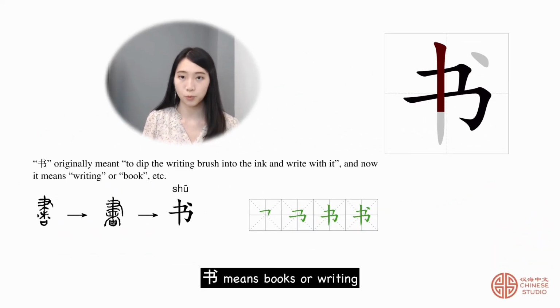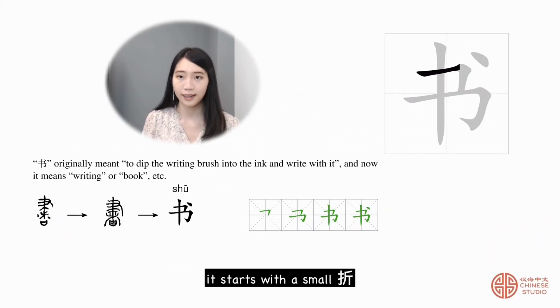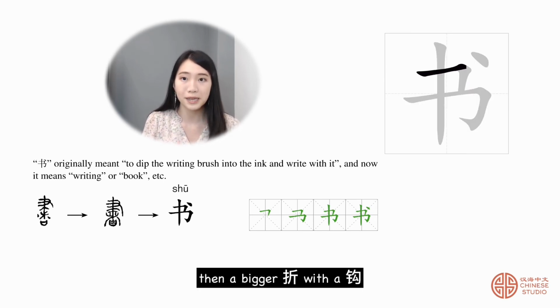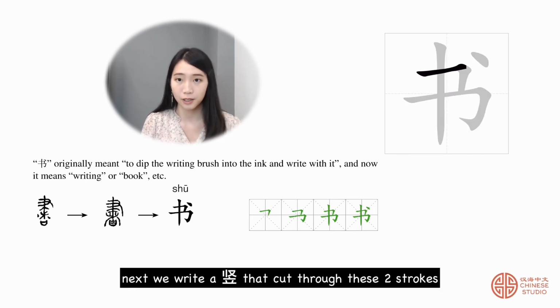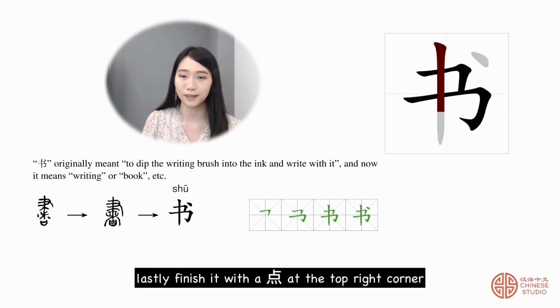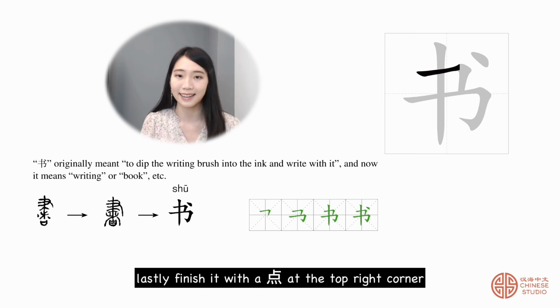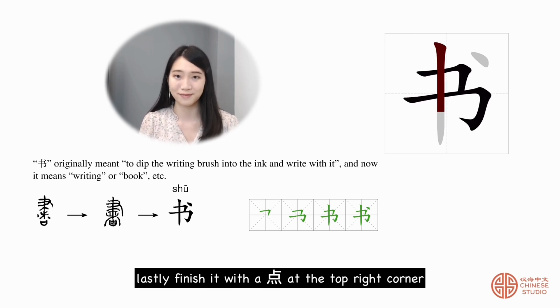书 means book or writing. It starts with a small 折, then a bigger 折 with a 钩. Next, we write a 竖 that cuts through these 2 strokes. Lastly, finish it with a 点 at the top right corner.